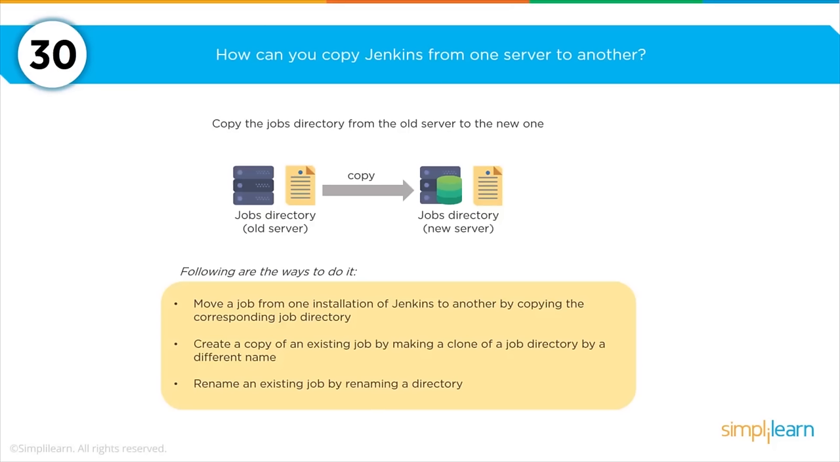The question you'll be asked as well is, how can you copy Jenkins from one server to another? Well, there are three ways to do that. One is you can move a job from one installation of Jenkins to another by copying the corresponding job directory. The second would be to create a copy of an existing job directory, making a clone of that job directory but with a different name. And the third is to rename an existing job by renaming a directory.